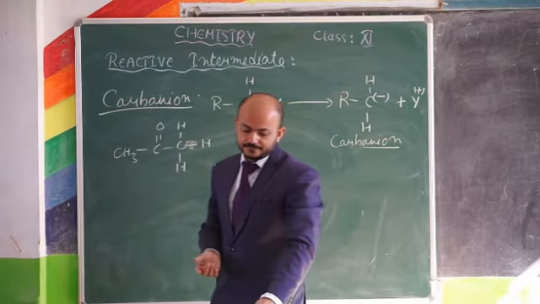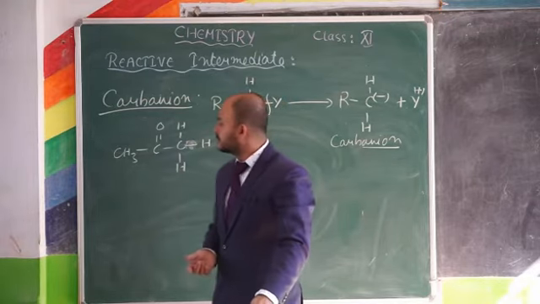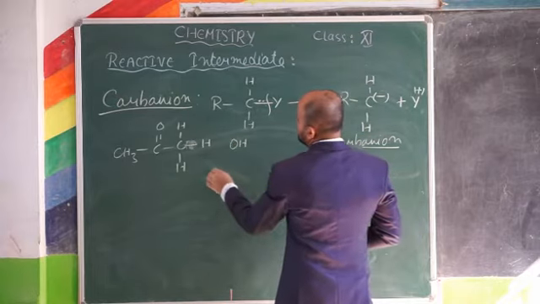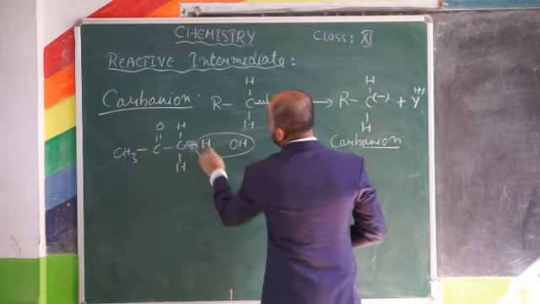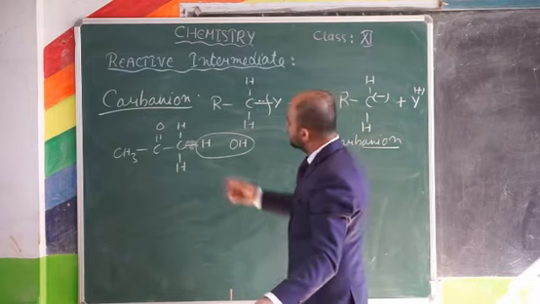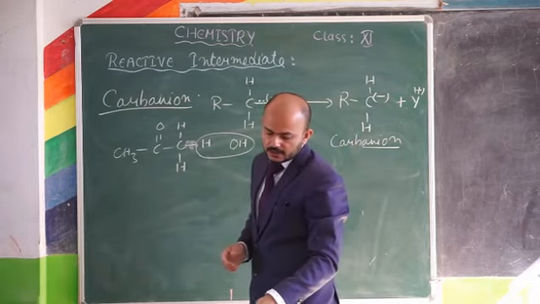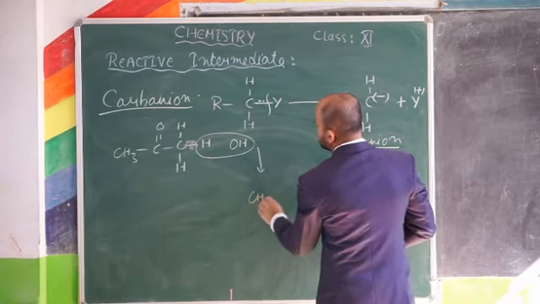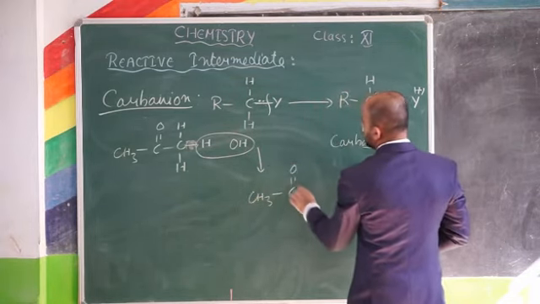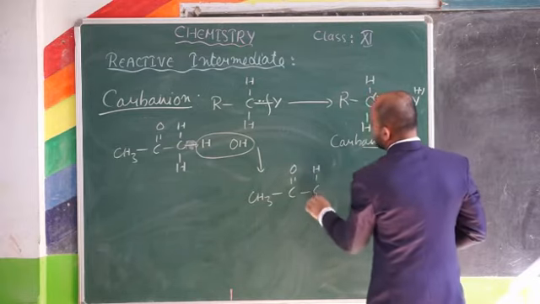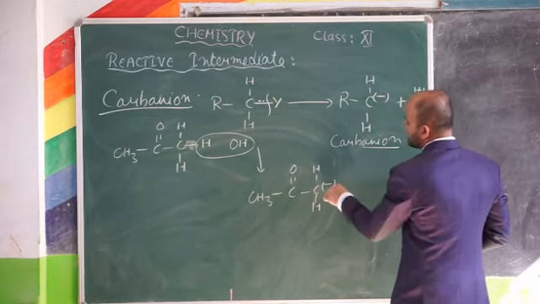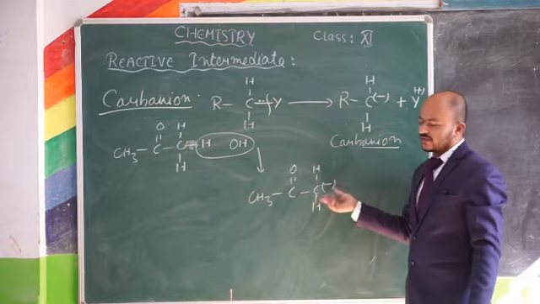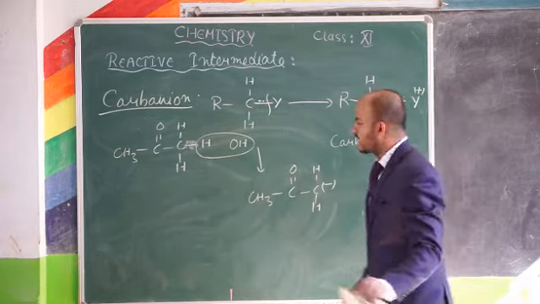Okay? Now, I told you, this is an example. If you react with OH, then what happens? This bond will break, it will go as water. Then both electrons will be left for the carbon atom. Then we will be having CH2, C double bond, CH3, and a negative charge. This is another example of carbanion. Okay? So now let's discuss the types of carbanion.